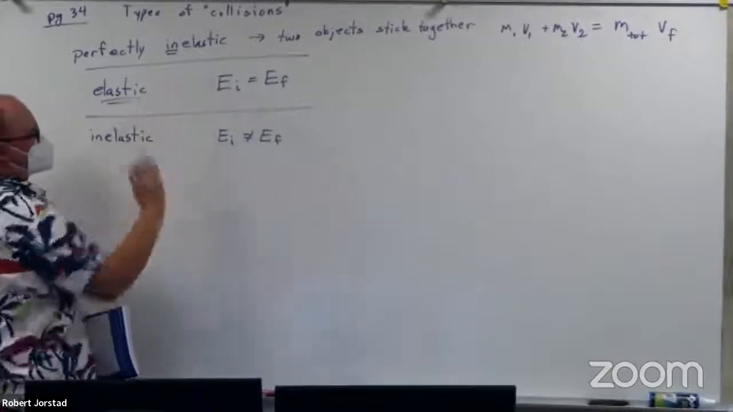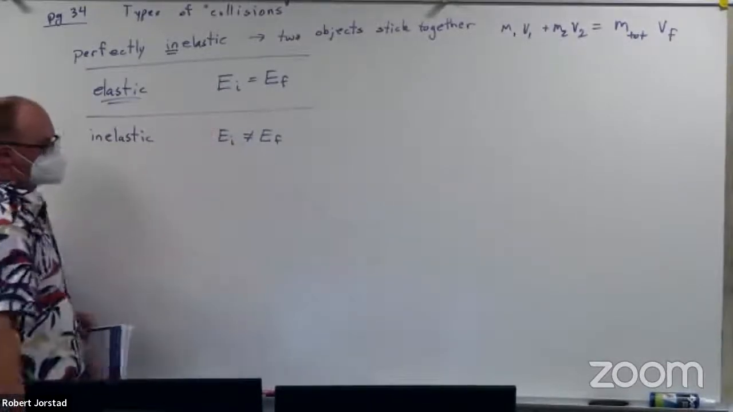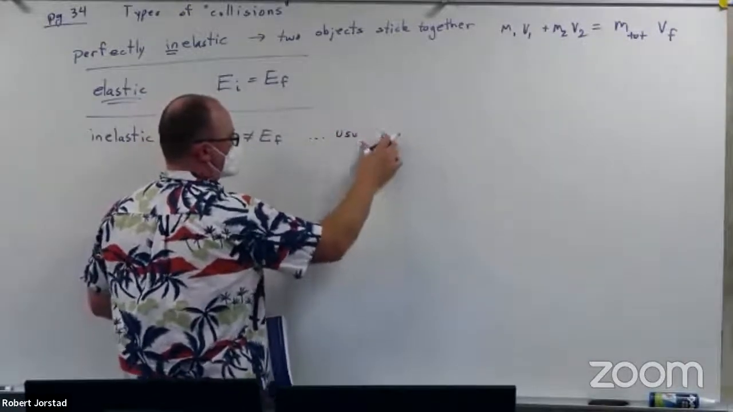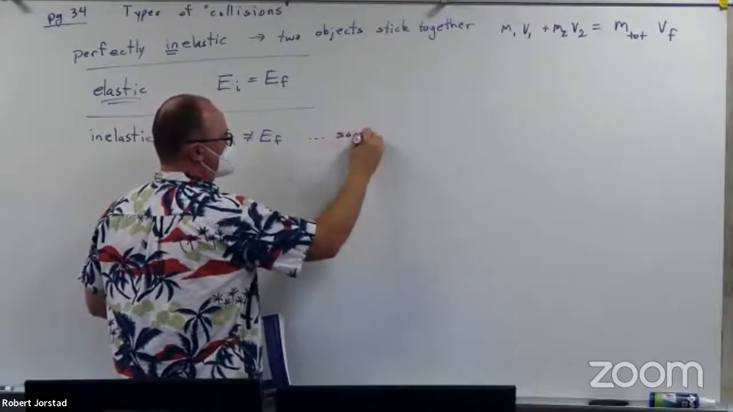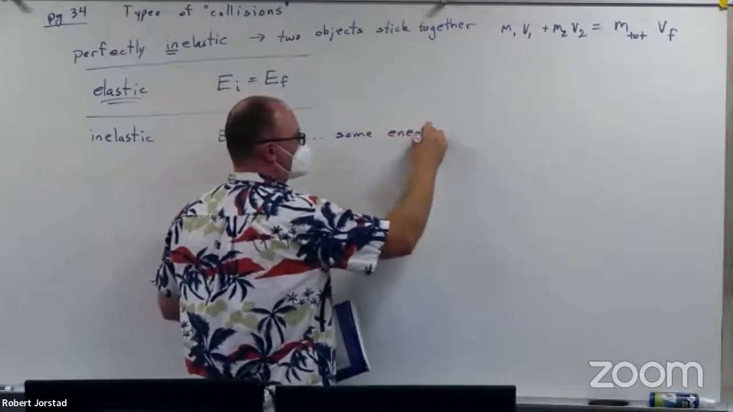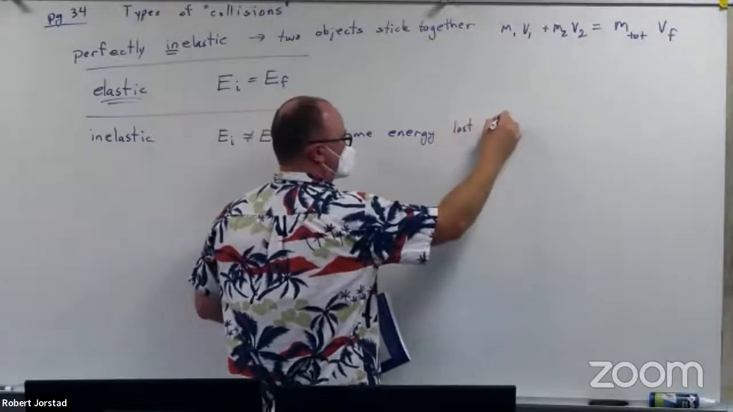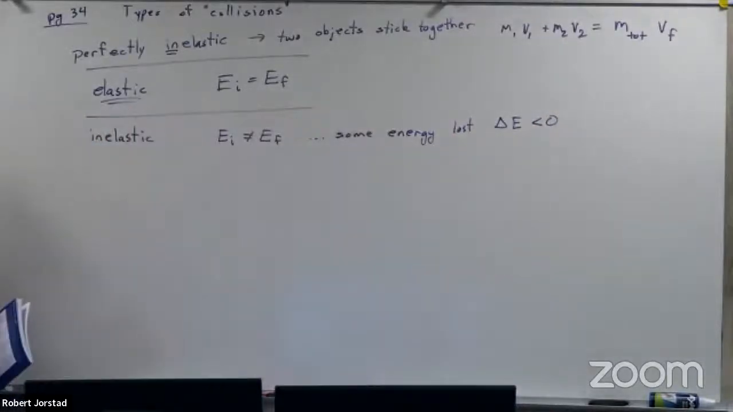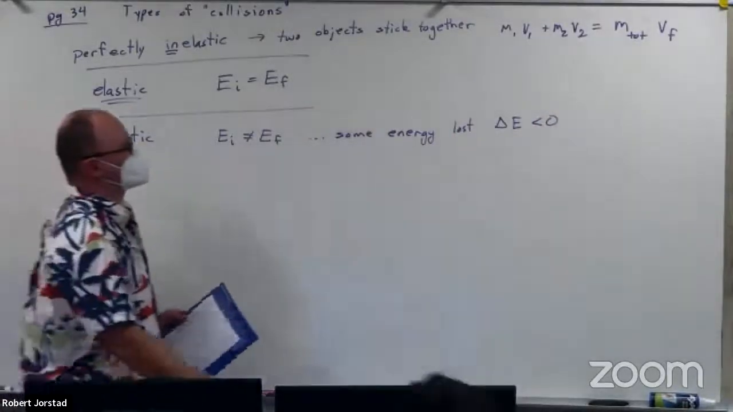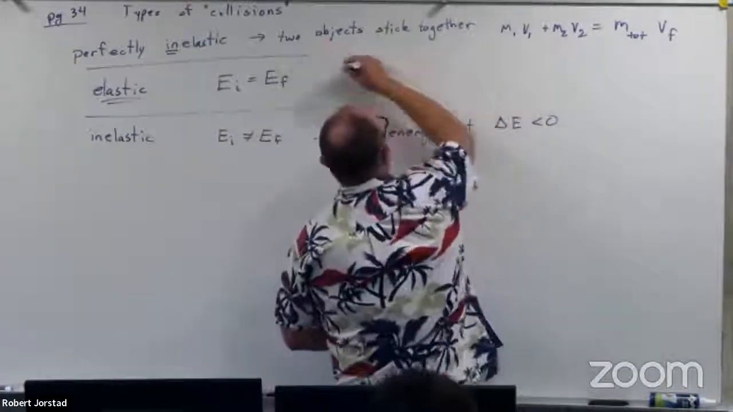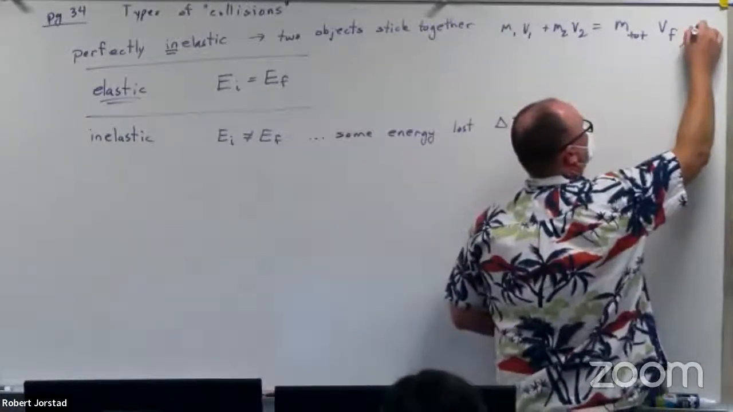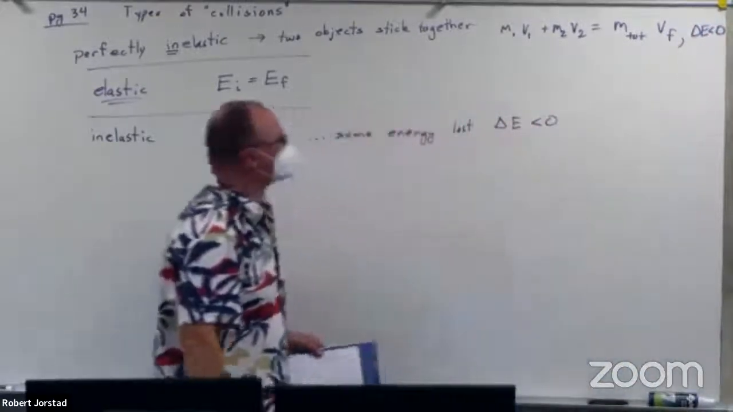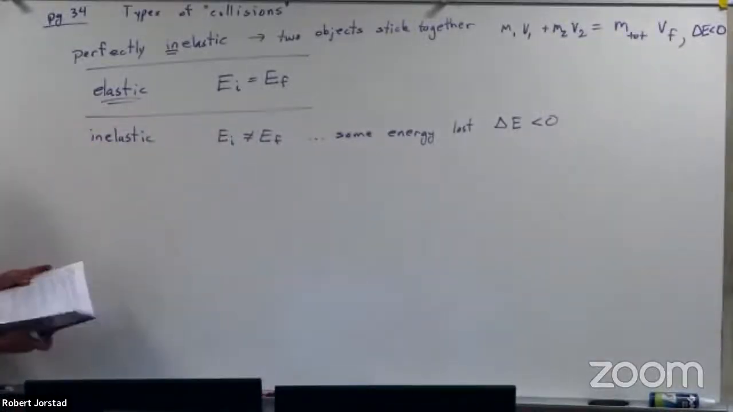So elastic, E initial is E final. Inelastic, E initial is not equal to E final. I'll say it this way: some energy lost, delta E, is negative. Change in energy is negative. By the way, for this one up here, delta E is also negative. We're going to lose energy for both of these. So only when we have the elastic collision is the energy conserved.